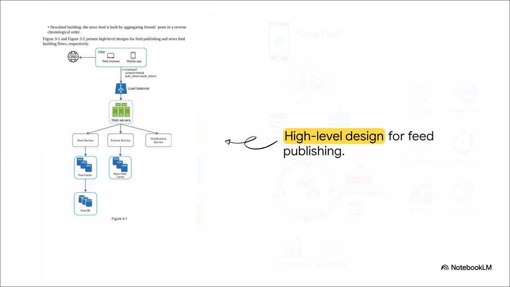Notice how clean it is. A user hits the DNS, the request routes to a load balancer, and then to a cluster of web servers. From there, it splits into logical microservices. You've got a post service to store the text in a database, a fan-out service to push it to friends' feeds, and a notification service. It's highly readable, and it immediately shows you grasp the overall flow of data.